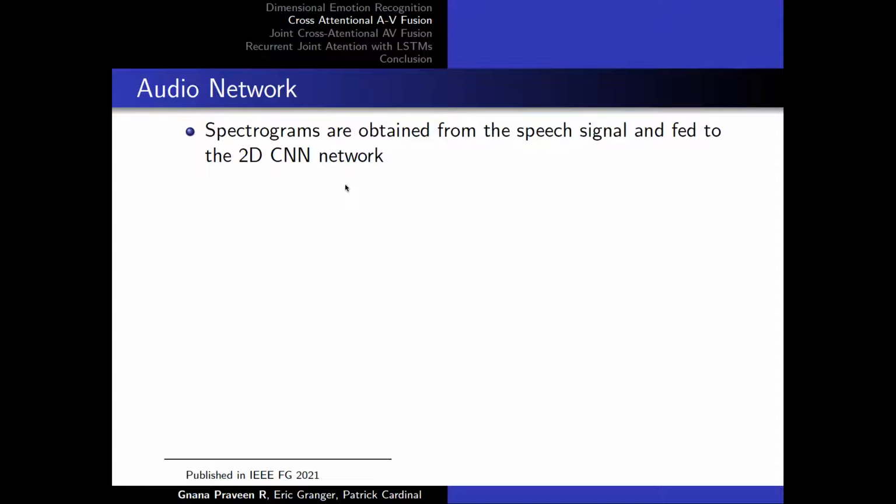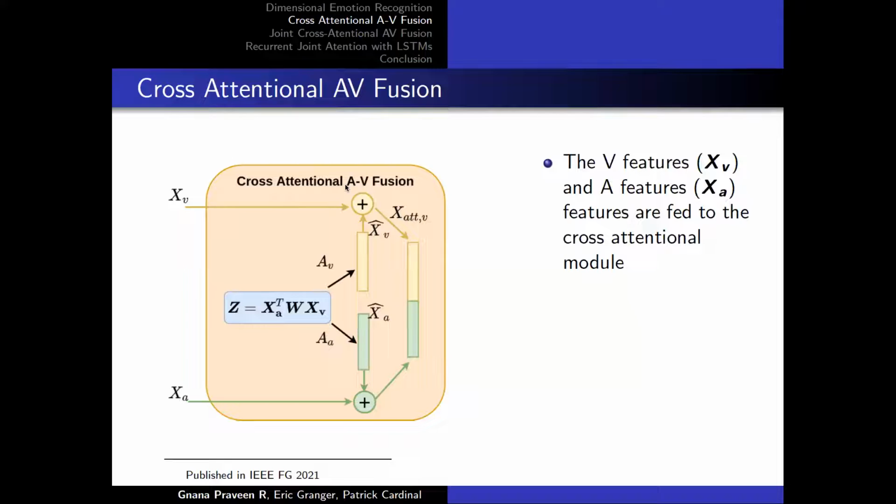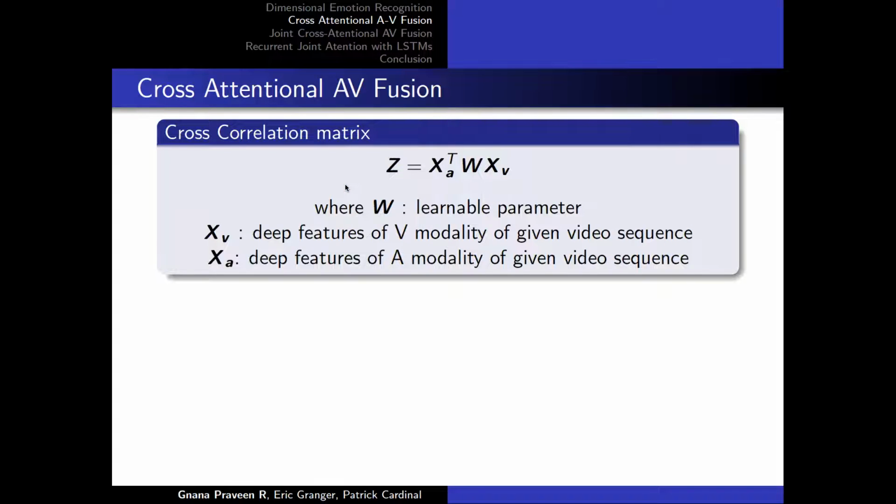And similarly for audio, we use spectrograms. We have the spectrograms for each clip, and we feed that to a 2D CNN model to extract the audio feature vectors. So this is the fusion block where, as I mentioned, we feed our audio and visual feature vectors to the fusion model. In the fusion model, we have this correlation matrix across the audio and visual feature vectors. We can see in these equations that we estimate the correlation across the audio and visual feature vectors. Every element in Z gives a semantic measure of relevance across the audio and visual feature vectors.